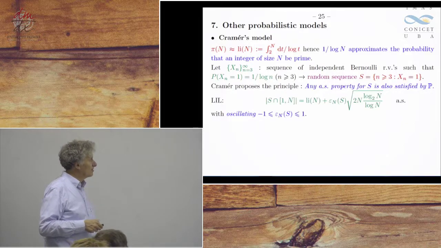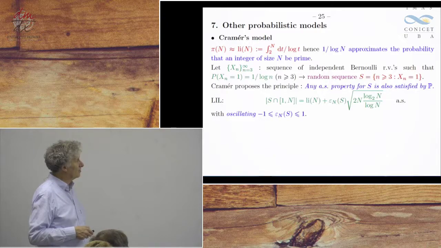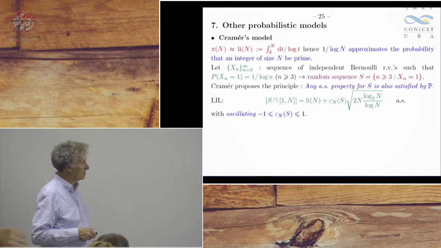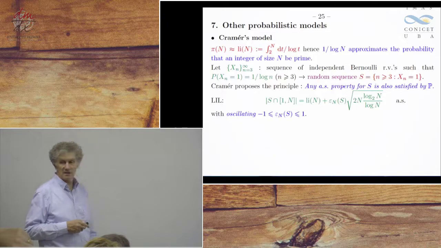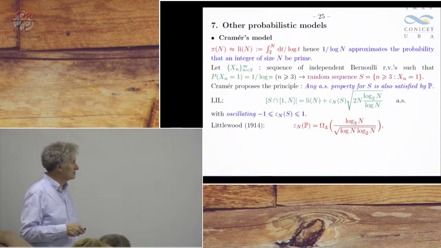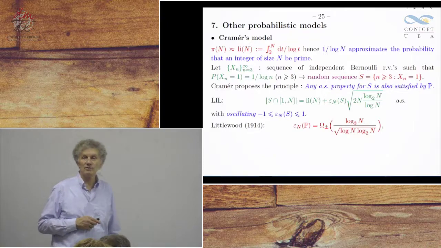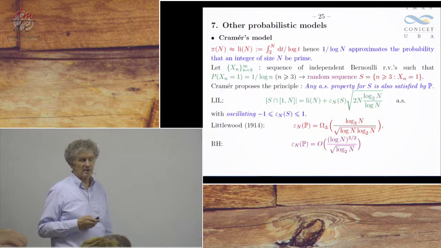The first thing is that if we look at the law of the iterated logarithm, we will know that the number of integers in the random sequence up to n is close to the integral logarithm of n, with an error of this size and an oscillating term. And Littlewood actually proved something which is not exactly the same, but he showed that for the primes you also have an oscillating factor. The Riemann hypothesis, of course, gives something better.